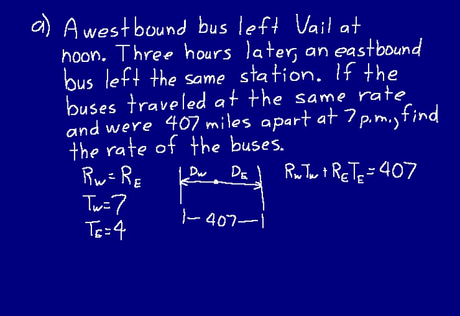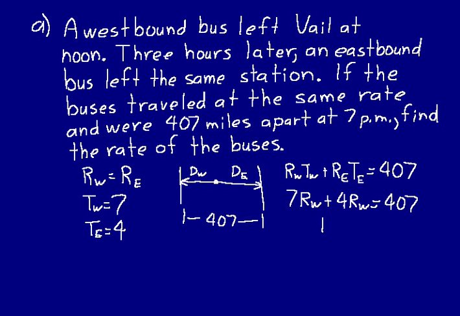Okay, so now we can go ahead and substitute in what we know over on the left. We have 4 equations, 4 unknowns. We can figure out the rate of the buses. Well, the rates are the same, so we can just call both of them RW. And then TW is 7, so we'll have 7 RW plus 4, because TE is 4, RW is equal to 407. So the rates were the same, so we made them both RWs. We could have made them both REs as well. It doesn't matter either way.